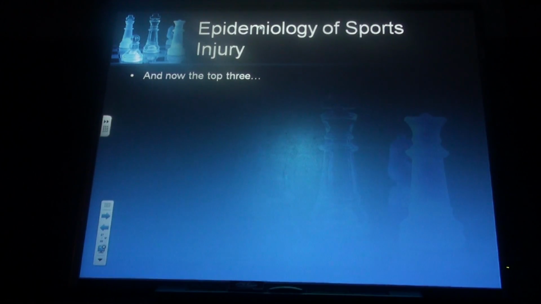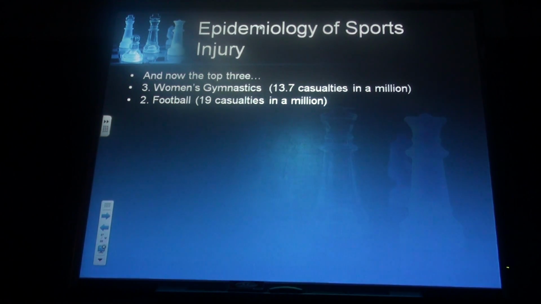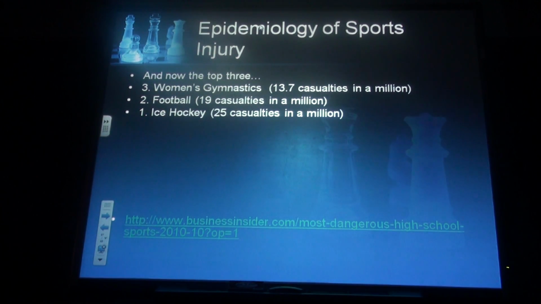And now the top 3. You ready for this? Drum roll, please. Number 3, women's gymnastics, 13.7 casualties in a million. Number 2, football with 19 casualties in a million. And number 1, are you ready? Are you ready for this? Ice hockey, 25 casualties in a million. So hockey is the most dangerous sport. And here's the webpage if you want to see what that is. It's from the Business Insider in 2010, the most dangerous high school sports.